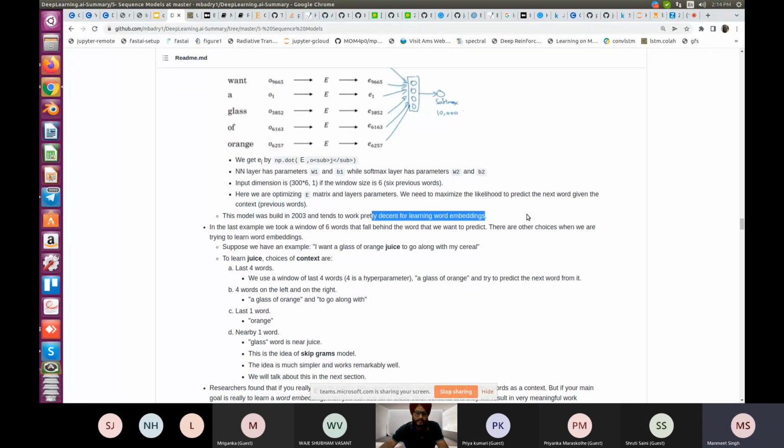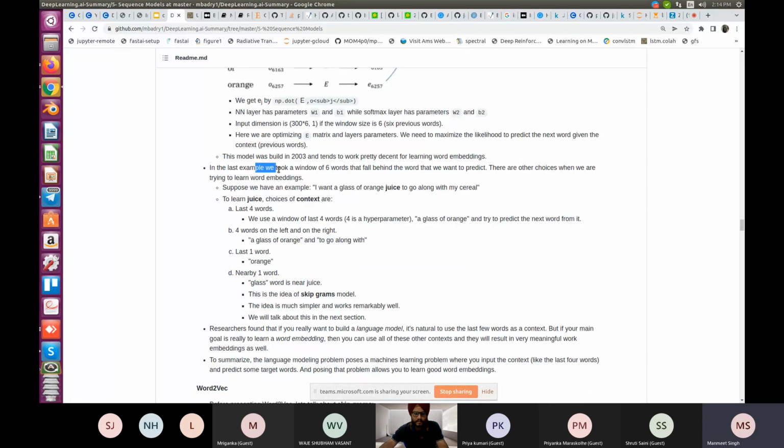In this last example, we have taken a window of 6 words that fall behind the word we want to predict. There are other choices when we are trying to learn word embeddings. Suppose we have an example: I want a glass of orange juice to go along with my cereal.